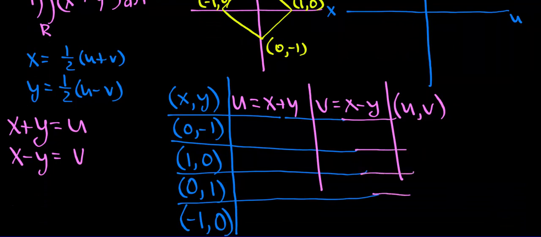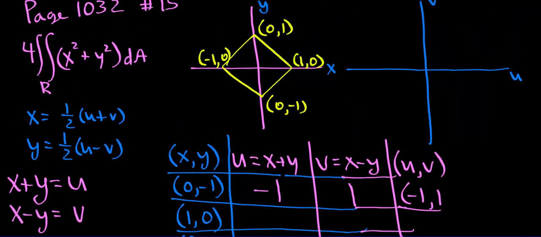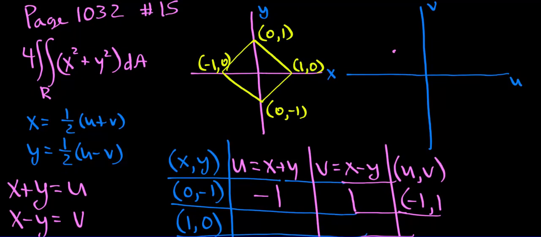Okay, so here I've got u is equal to -1 and v is equal to +1. See? Because x is 0 minus a -1. So I've got this point: -1, 1. So if you go up here on the uv axis, -1, 1, it's going to be about right there.